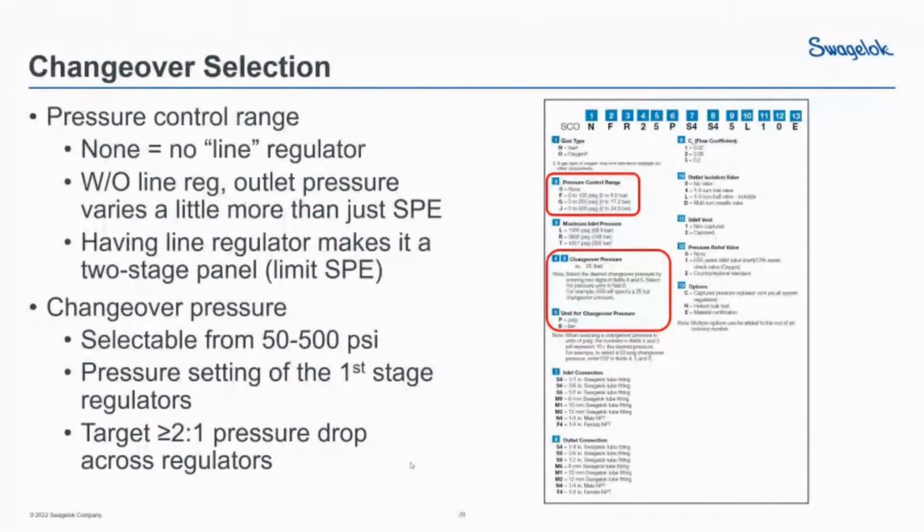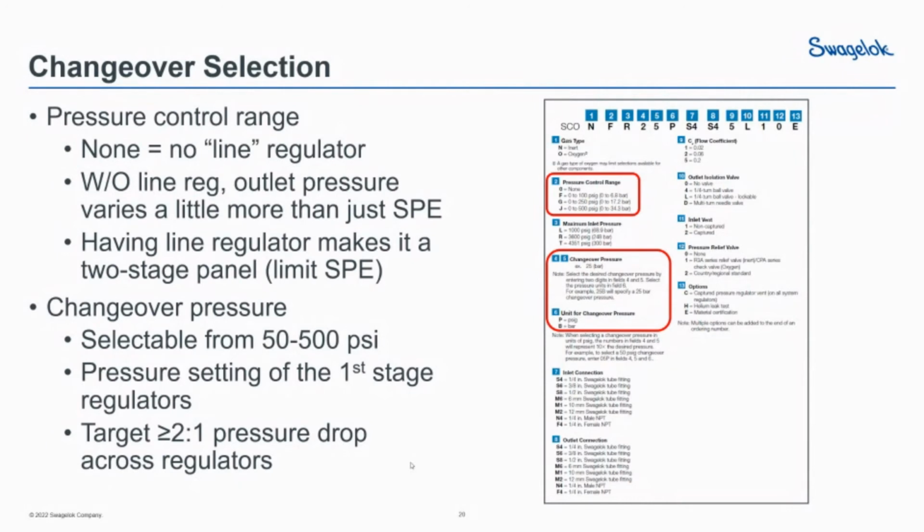So that essentially means that you have the equivalent of a single stage regulator panel. When you have that single stage regulator panel, the supply pressure effect will apply, but the outlet pressure will vary by a little bit more than that. It will also vary by the difference in the regulator settings for your two changeover regulators. So commonly you'll expect that to be something in the range of about 60 psi, give or take. Now, if you do select one of the other options that includes a line regulator, that essentially makes this a two-stage panel. And as we discussed before, that's an effective strategy for limiting your supply pressure effect on the outlet.